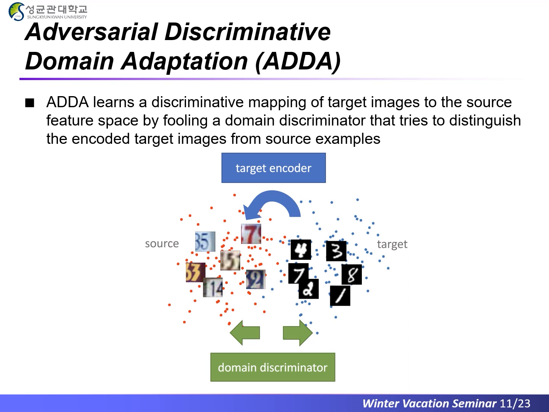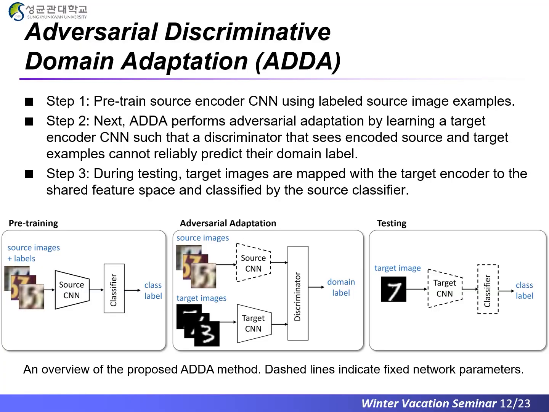Now that we understand the challenge of domain shift and different settings of domain adaptation, let's introduce the key method of this paper: Adversarial Discriminative Domain Adaptation (ADDA). The core idea of ADDA is to learn a mapping that transforms target domain images into a feature space that matches the source domain. This is achieved through adversarial training, where a domain discriminator tries to distinguish target features from source features, while the target encoder tries to fool the discriminator. Now that we understand the key idea behind ADDA, let's break it down into its three main steps.